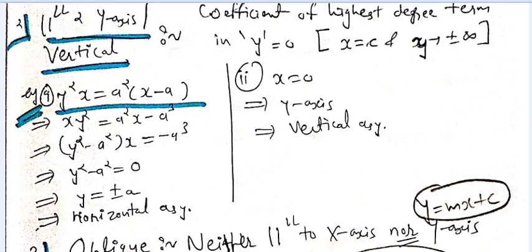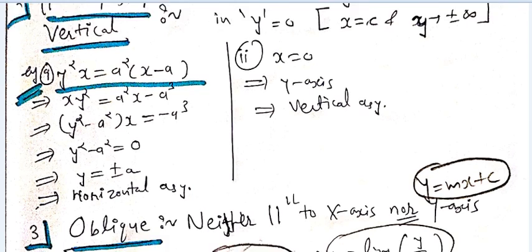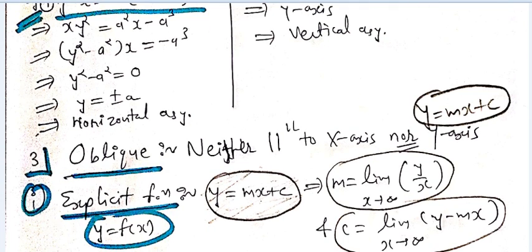To find vertical asymptote, take highest degree coefficient of y is equal to 0. Here y square is the highest degree. Its coefficient is x. Take x is equal to 0. So the y-axis itself is a vertical asymptote. So here we have horizontal and vertical asymptote. So whenever you have horizontal and vertical asymptote, you need not check about oblique asymptote.